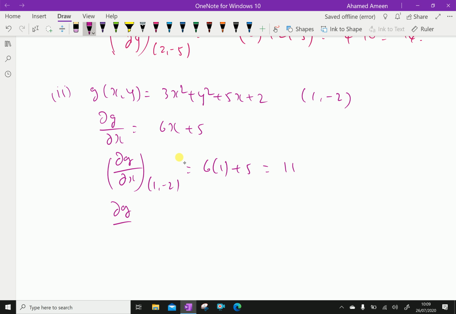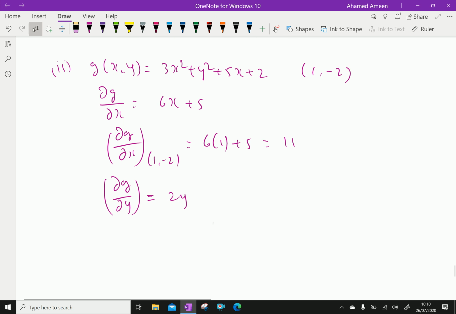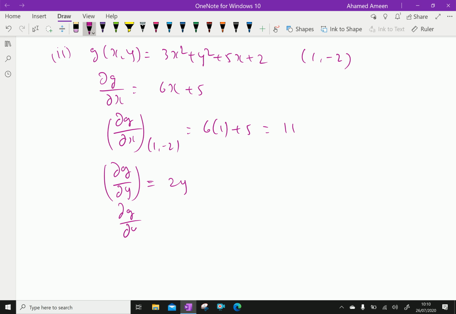Then dou g by dou y at (1, -2). That means the derivative of 3x squared plus y squared plus 5x plus 2 with respect to y, where x is a constant and y is a variable. So 3x squared is a constant, and y squared gives 2y only, because 5x is 0 and 2 is 0. Therefore, dou g by dou y at (1, -2) equals 2 into minus 2, which equals minus 4.